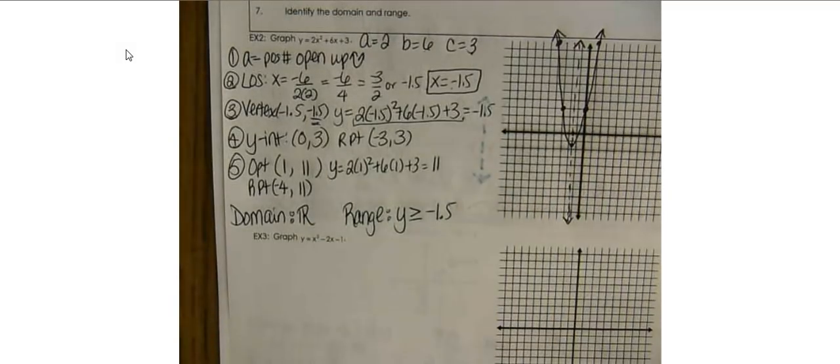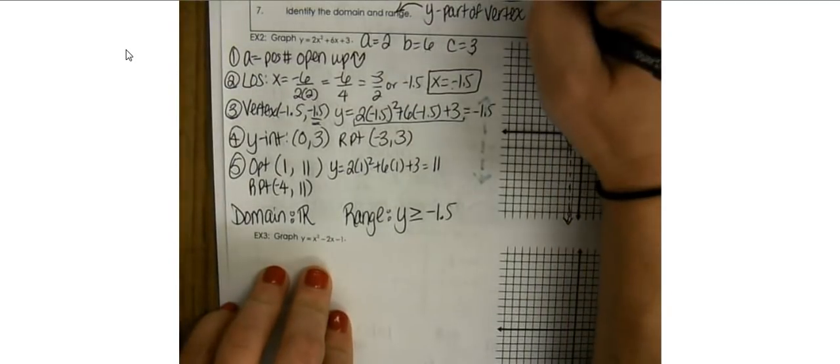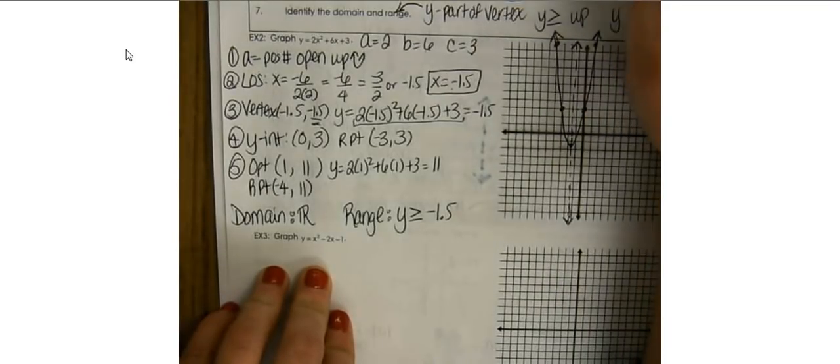When you take your test, I'm going to have blanks for all of these spots, and you'll need to fill out all of this information to the very best of your ability using these steps. So this is something that I need you to study. So I just want to note up here that to identify your range, remember this is the y part of your vertex. And it's going to be y is greater than or equal to if it's pointing up, and y is less than or equal to if it's pointing down.